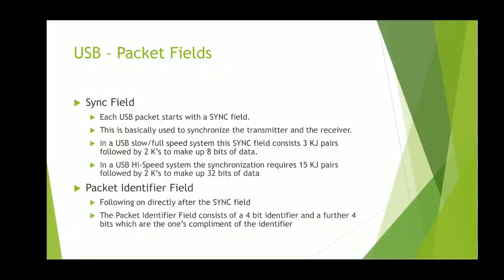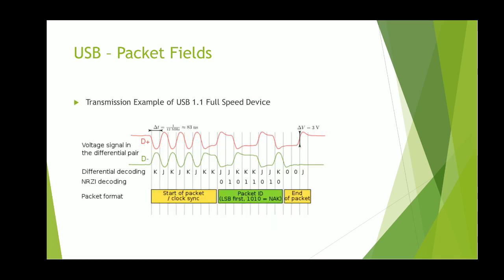Now let us see the USB packet fields in detail. The first field of the USB packet is the sync field, and the main purpose of the sync field is to synchronize the data between transmitter and receiver. For USB low speed and full speed devices, the sync field consists of 3 KJ pairs followed by 2 Ks to make up 8 bits of data. And for high speed devices, the sync field consists of 15 KJ pairs followed by 2 Ks to make up 32 bits of data.